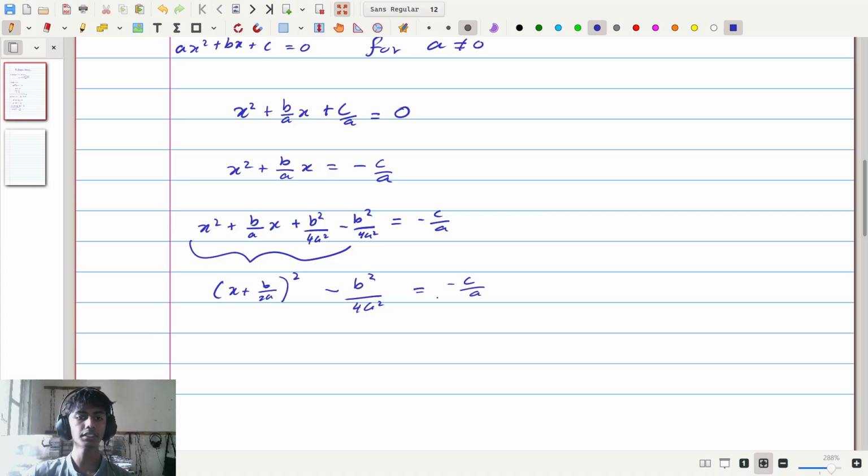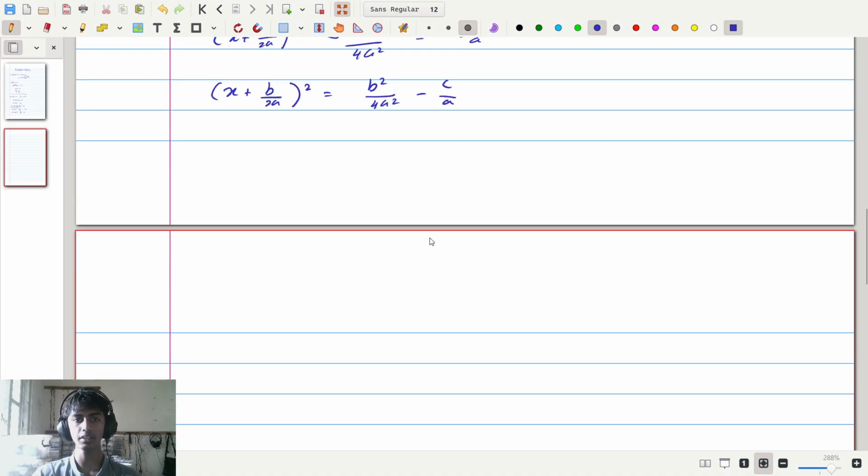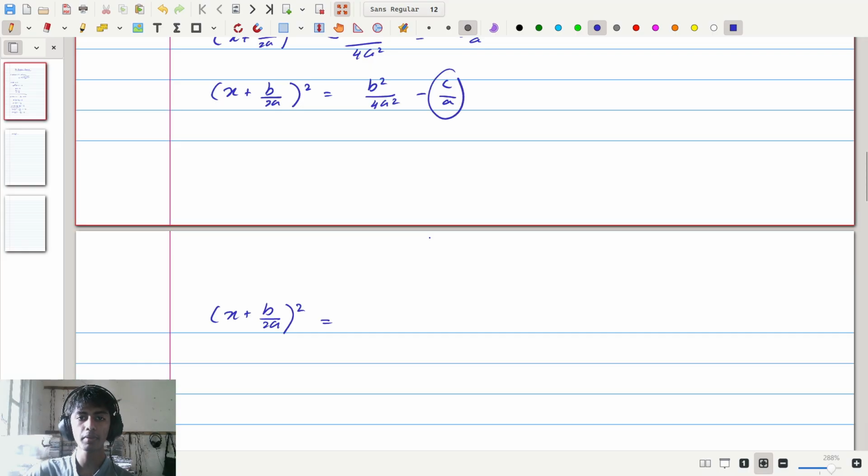So now let's take this b squared divided by 4a squared term to the right. So then we get x plus b divided by 2a whole thing squared is equal to b squared divided by 4a squared minus c divided by a. So now let's take the common denominator on the right hand side. We have x plus b divided by 2a on the left hand side whole thing squared is equal to, taking the common denominator on the right hand side, we can see if we multiply the top and bottom of c divided by a by 4a, we can get a common denominator of 4a squared.